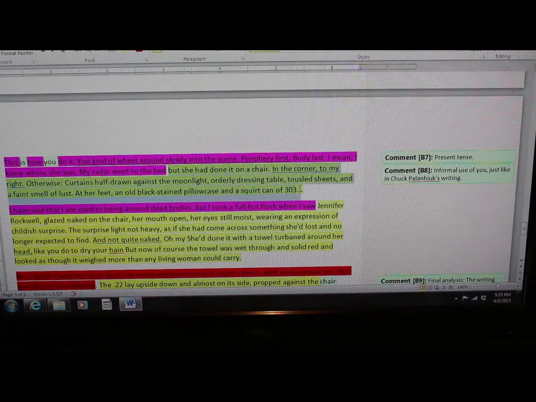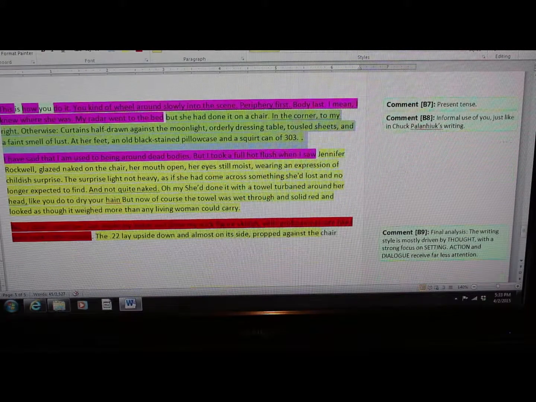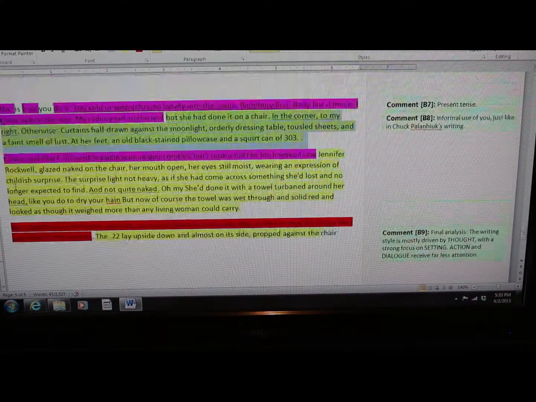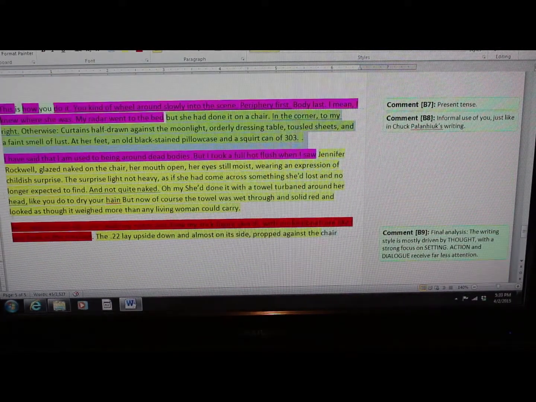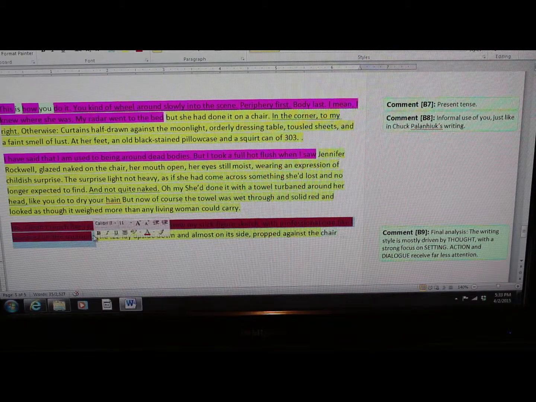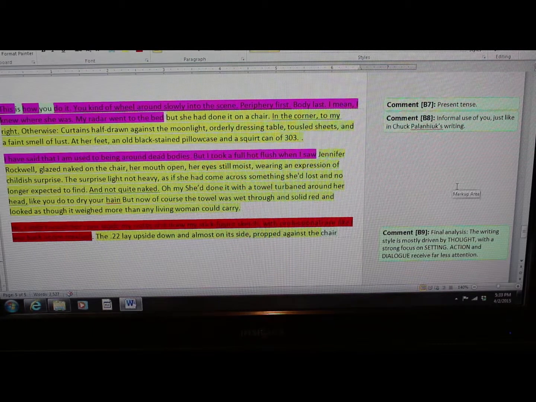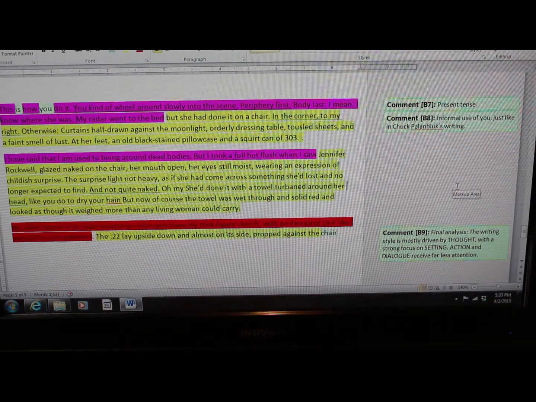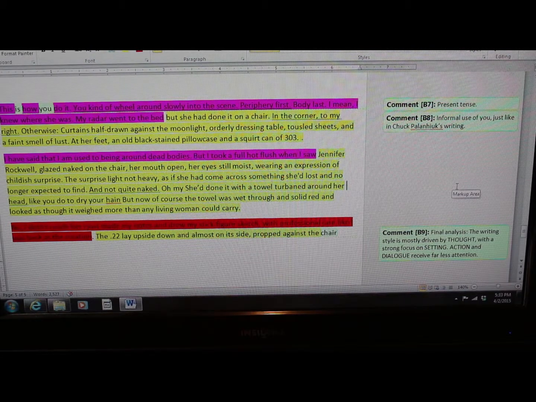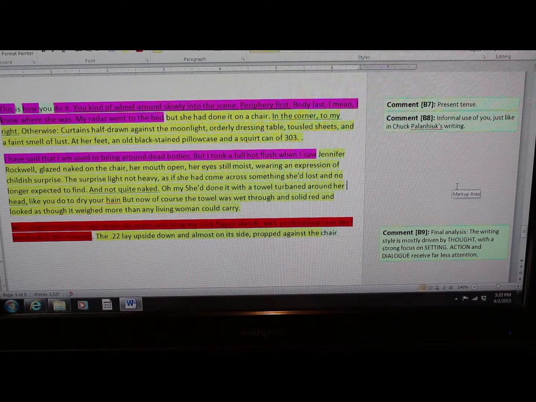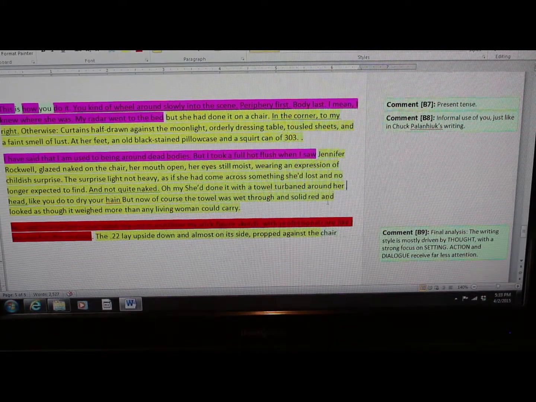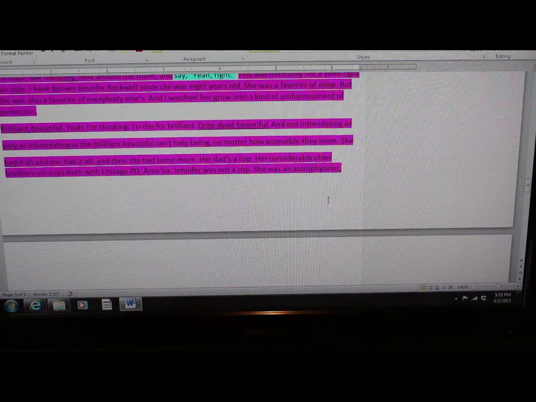Okay, so we've got some more descriptions of the crime scene. And then here's the end of the story. It just ends with one line of action and then one final description of the scene. So in my final analysis, the writing style is mostly driven by thought, with a strong focus on setting. Action and dialogue receive far less attention. So this book is not very plot heavy, but it is very character heavy. And in order to get that attention to character, there's a lot of concentration on character perceptions and setting.